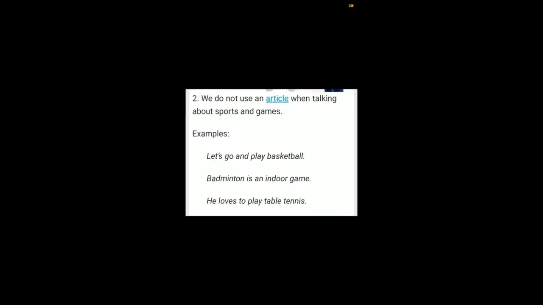Now we do not use an article while talking about sports and games. For example, let's go and play basketball. Badminton is an indoor game. He loves to play table tennis. So in this case, whenever we are talking about any sports or game, we never use any kind of article.